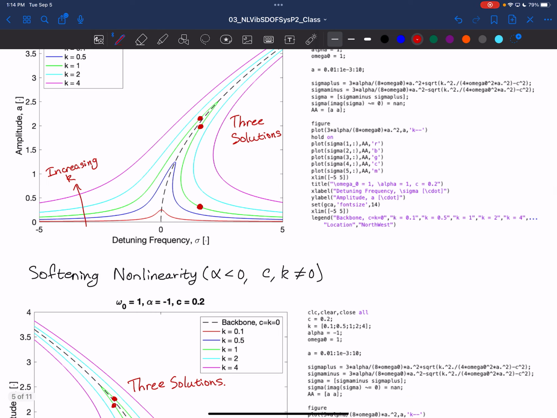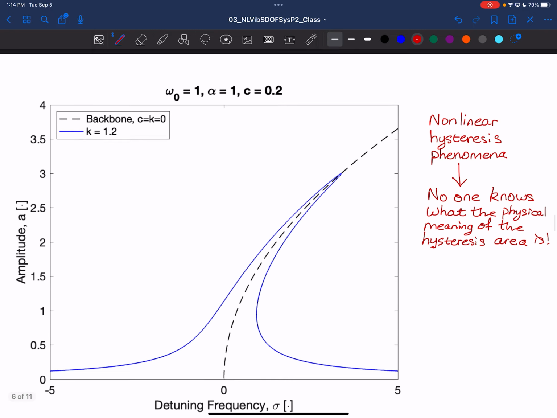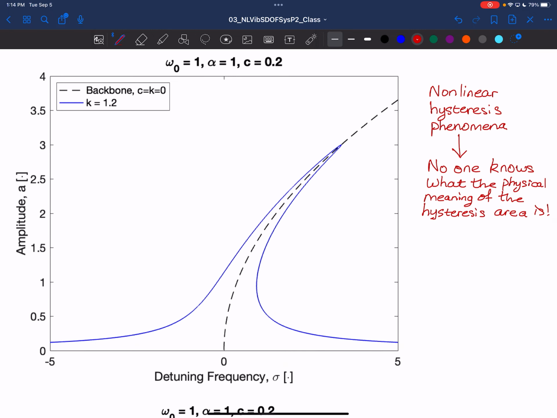Any other questions? Okay. So what I've done here is I have just taken a curve for a particular value of k for a hardening type nonlinearity.